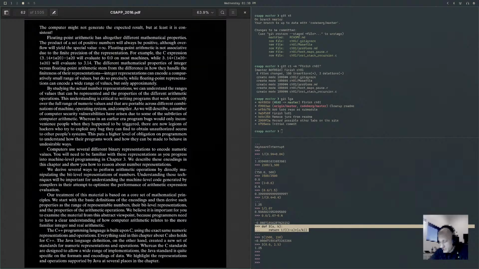The different mathematical properties of integer versus floating point arithmetic stem from the difference in how they handle the finiteness of the representations. Integer representations can encode a comparatively small range of values, but do so precisely. I mean, a 64-bit integer can encode a lot of finite values. While a floating point representation can encode a wide range of values, but only approximately. By studying the actual number representations, we can understand the ranges of values that can be represented and the properties of the different arithmetic operations.